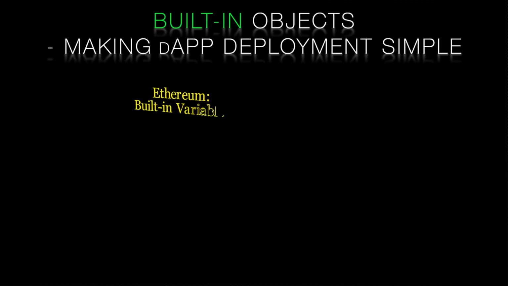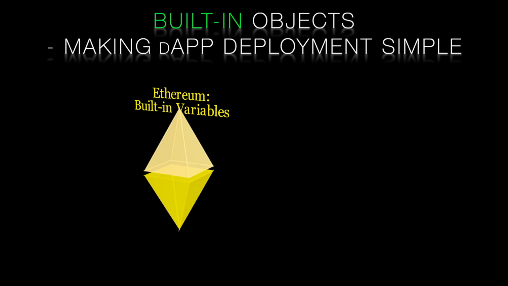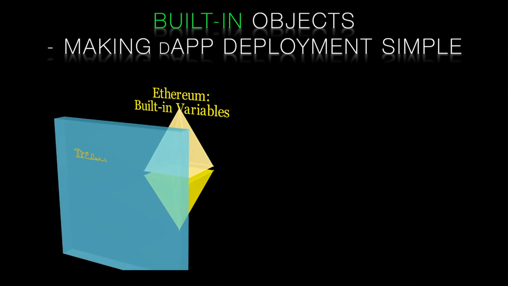Global built-in variables, making app deployment simple. As mentioned previously, Solidity is specifically designed to build smart contracts and DeFi apps. It comes with some incredibly useful objects and variables that are built into the language to make interacting with the blockchain simple and straightforward. These built-in objects include the transaction object, from which we can get the transaction gas price and the original account that kicked off this particular chain of transactions.